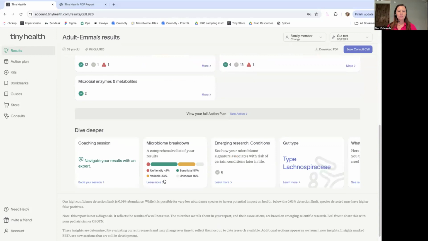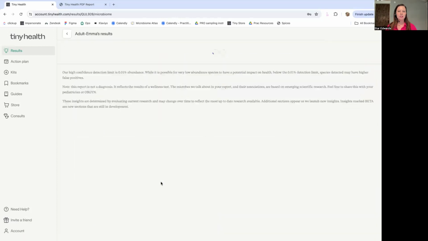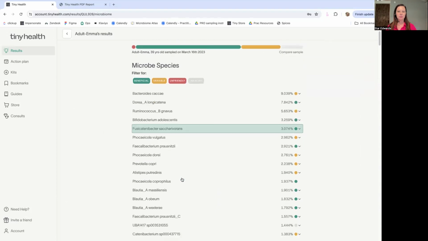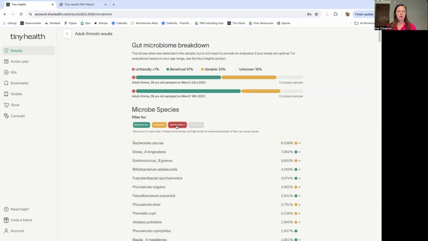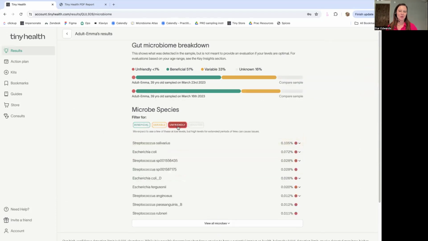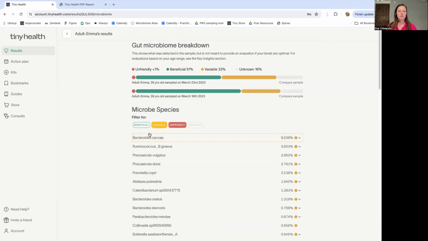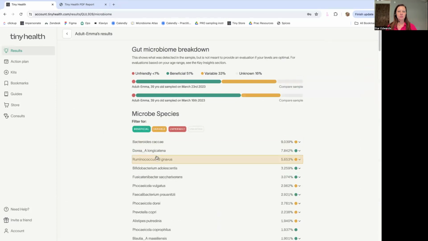At the bottom, we have the full microbiome breakdown. This lists all the species that were found in the patient's microbiome. Red dots mean that they are generally in the category of unfriendly, while orange is variable and green is beneficial. And then if the patient takes multiple tests, as this patient has, it will break down every test so we can get a very quick glance of if we're making progress.